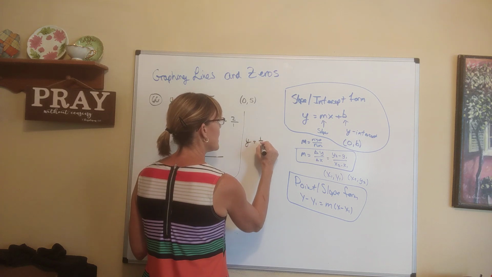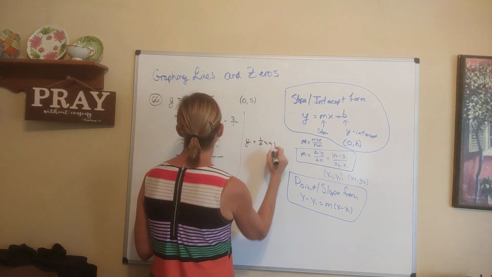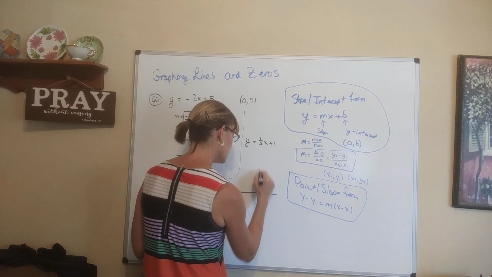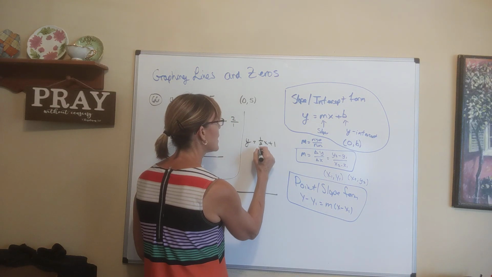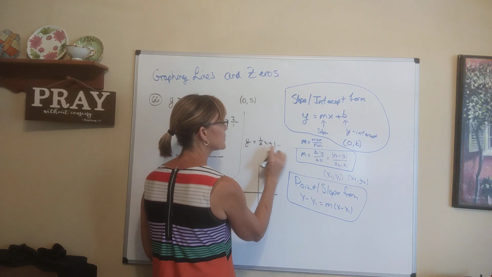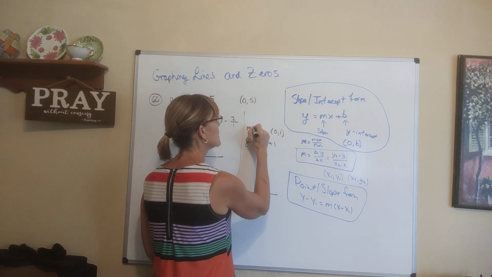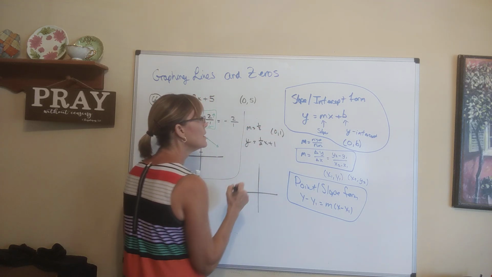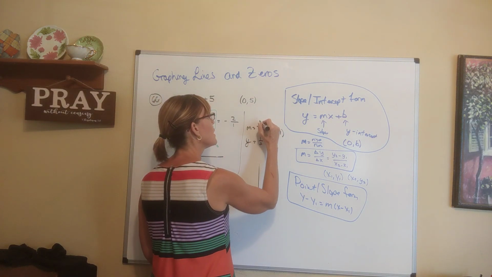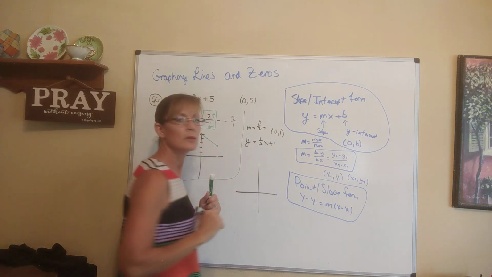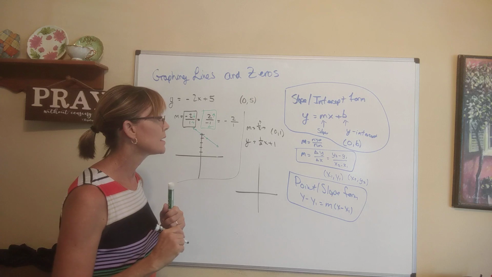Y is 1/2 x plus 1. If we have to graph this line, we say, okay, what is the y-intercept? The y-intercept is 1, (0, 1). What is the slope? The slope is 1/2. Okay, so this means I will go up 1 and right 2. That's how you would interpret that slope.